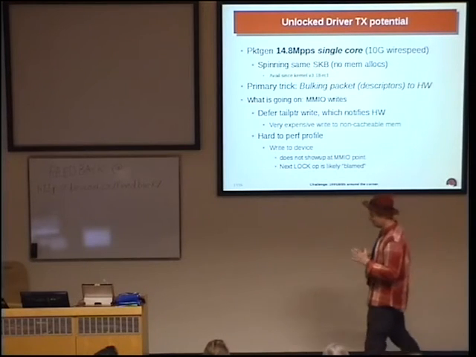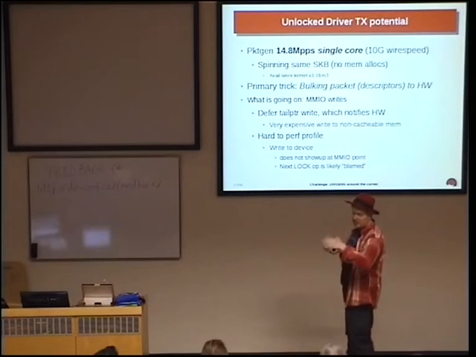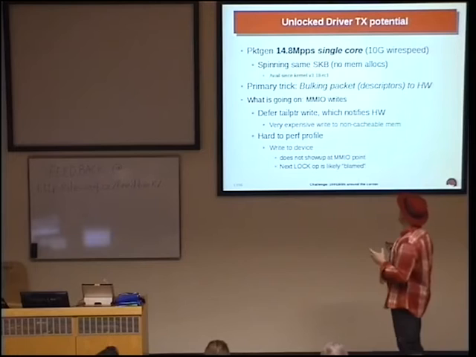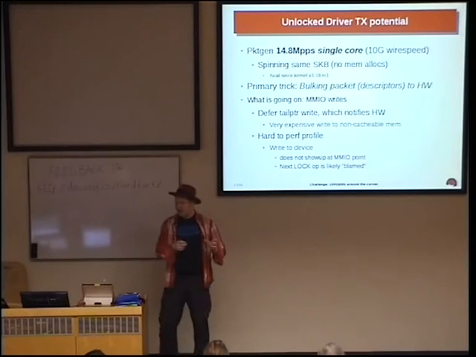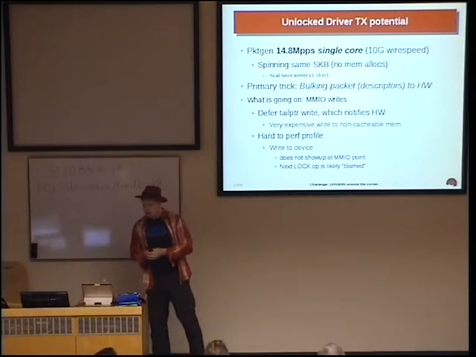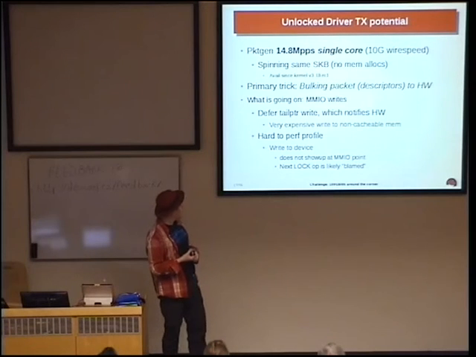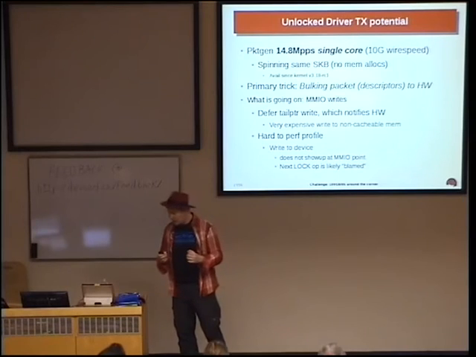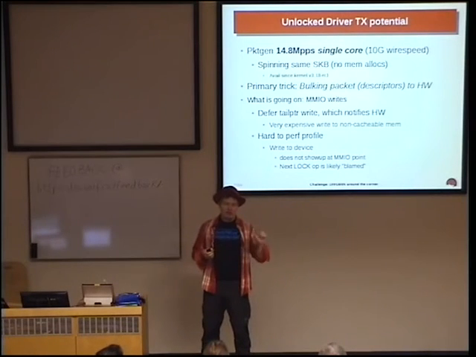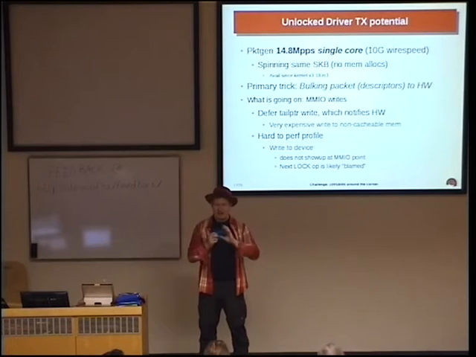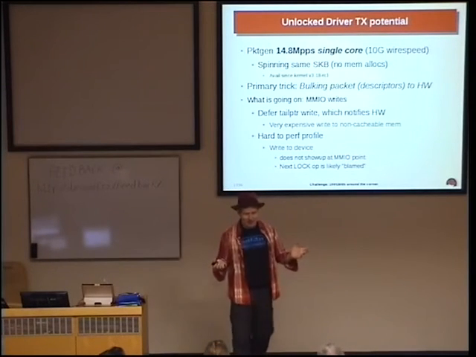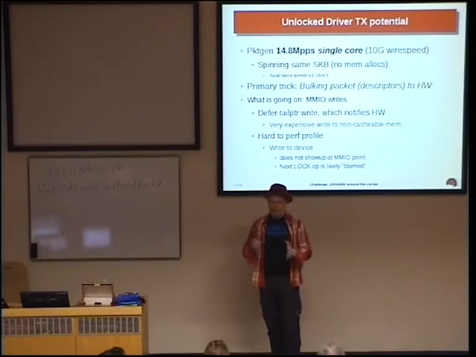So it is cheating. We're just spinning the same packet and stuff like that. But the primary trick of what is going on is that we are bulking packet descriptors to the hardware. I had a really hard time figuring this one out because I had optimized the PacketGen. To start with, we could only send 4 million packets per second, and we were reusing the same SKB also. Then I optimized everything I could to 7 million packets per second, and then I couldn't move any further, no matter what I did.